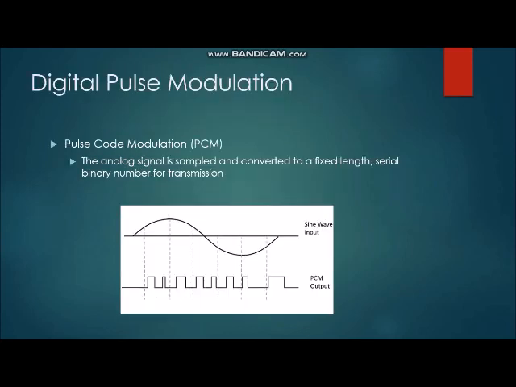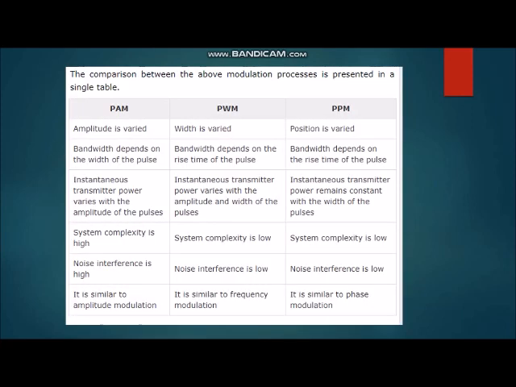The next type of pulse modulation is the digital pulse modulation, under which we have the pulse code modulation or the PCM. The analog signal is sampled and converted to a fixed length serial binary number for transmission, 1 and 0. So here is the comparison between the above modulation processes of different analog modulation, PAM, PWM, and PPM.